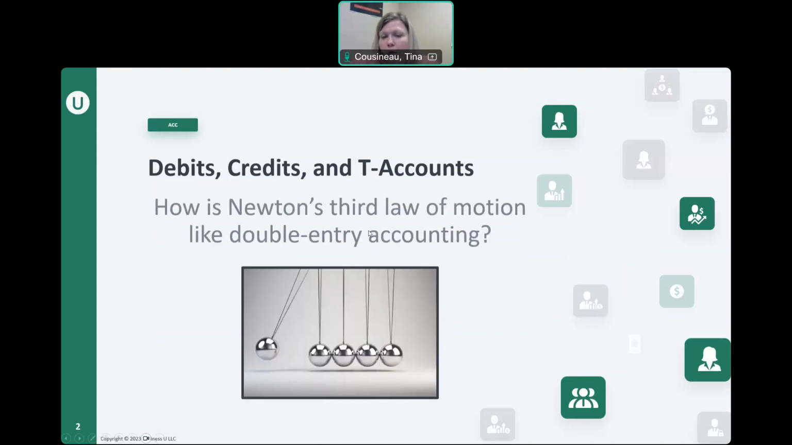Have you ever thought about how Newton's third law of motion is like double entry accounting? Probably not. Do you know what Newton's third law of motion is? If you don't know what it is, we'll definitely talk about it throughout the session and how it is very similar to double entry accounting. So think about that for a minute, put it in the back of your head, and we'll come back to it later.